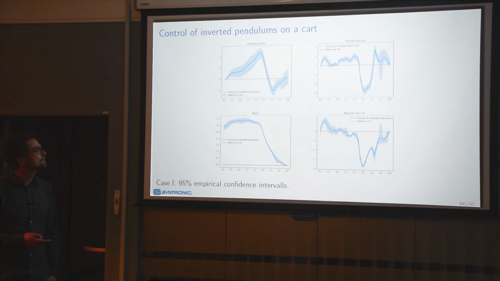And these are plots from 500 simulations, and then we removed the 2.5% highest and the 2.5% lowest values to get the 95% empirical confidence interval. And the vertical position ends up close to 0. The vertical velocity ends up close to 0. The angle pointing down close to pi is stabilizing, and the angular velocity is also close to 0.